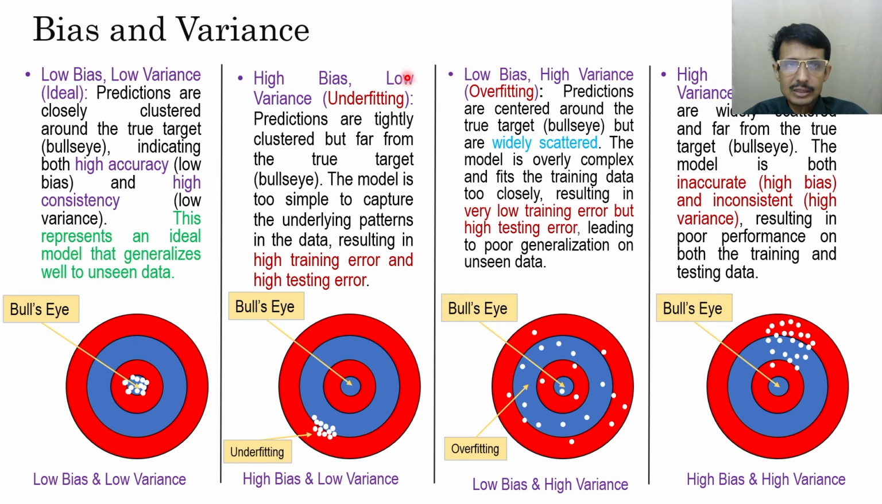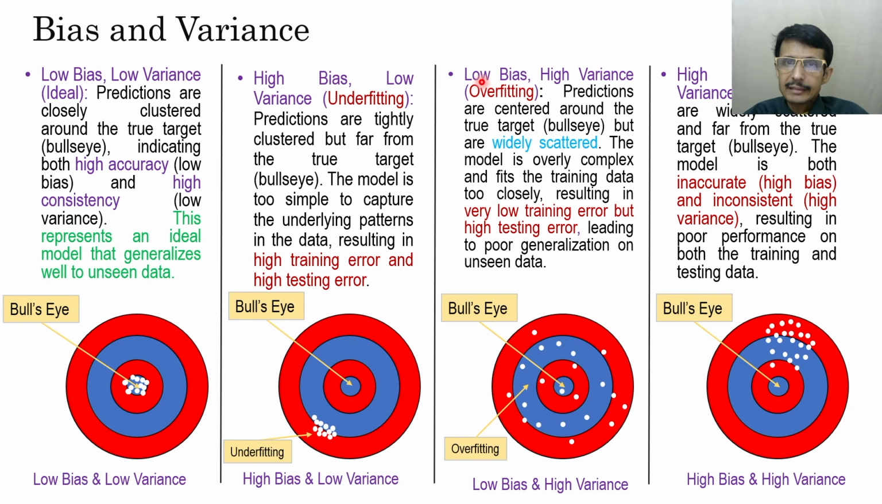Next comes high bias, low variance. Now, high bias means what? It has not captured the training samples well. Predictions are tightly clustered but far from the true target. Why tightly clustered? Because of low variance, but they actually don't capture the underlying distribution. So it is basically causing underfitting. The model is too simple to capture the underlying patterns in the data, resulting in high training error and high testing error. And this is called underfitting.